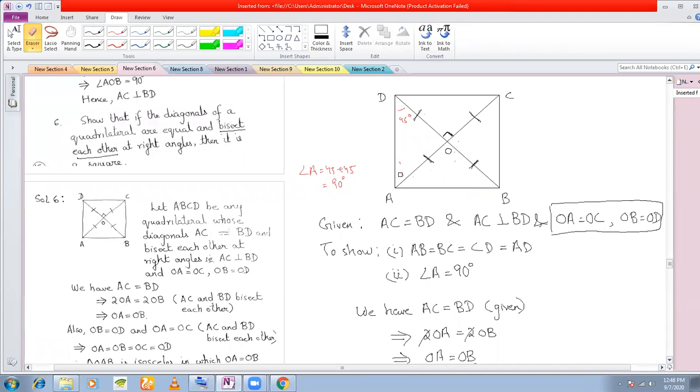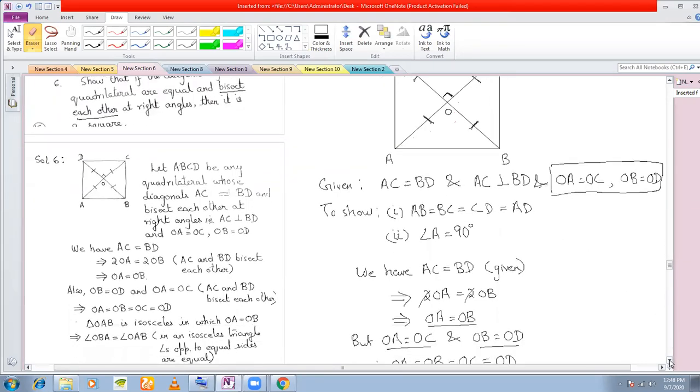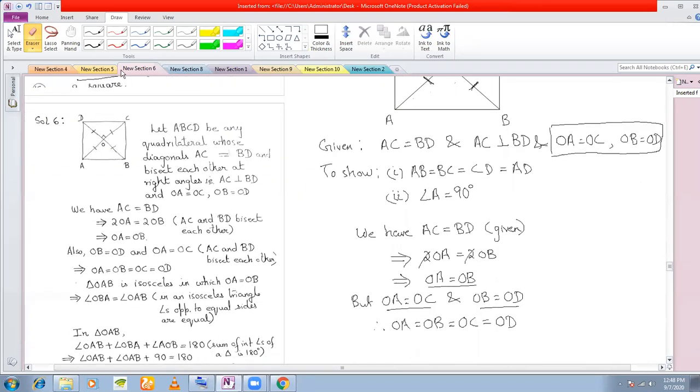So first part I have done. The first part was to show one angle is 90 degree. So that part I have already shown. So let me just write how to write this. Triangle OAB, that means we are talking about this triangle. Triangle OAB, therefore triangle OAB is isosceles.